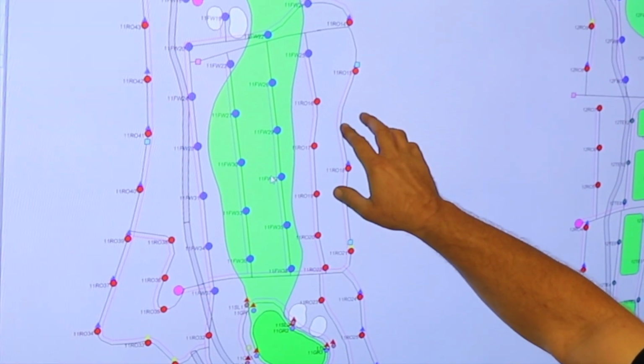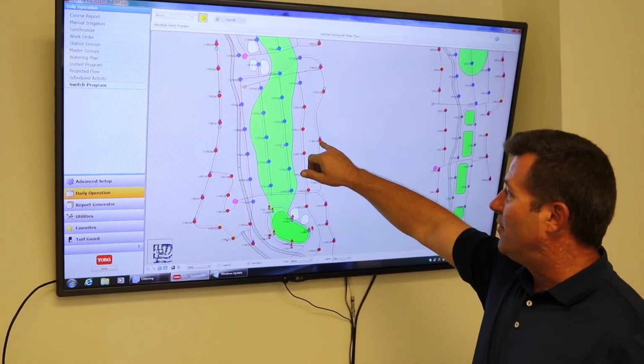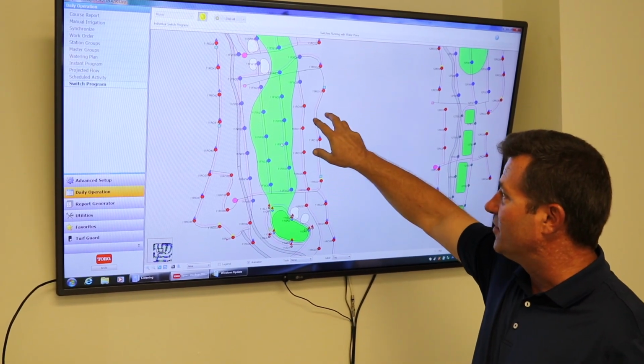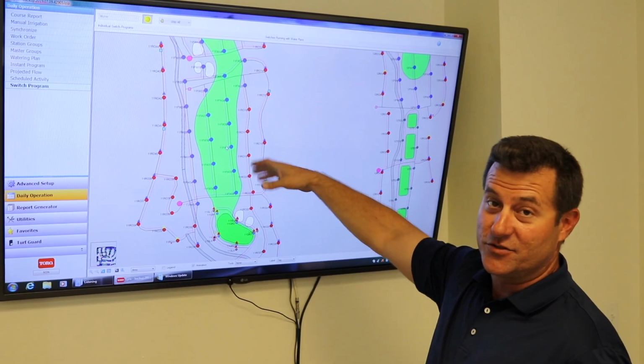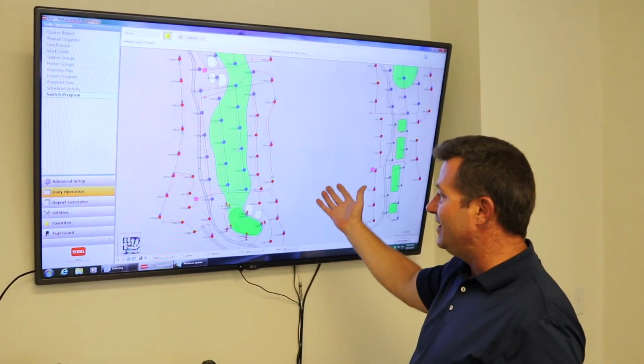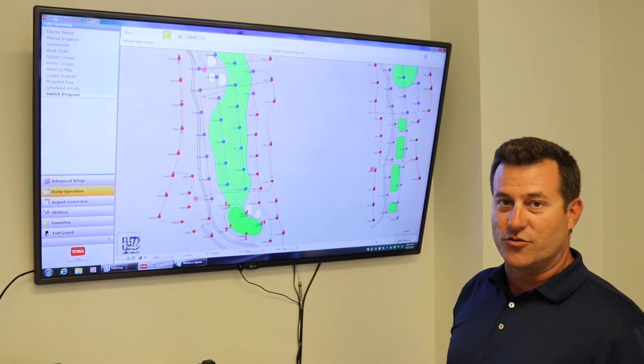So if I have a dry spot here, I can bump up the run times on these two heads to make that get a little more water. Or if I have a wet spot there, I can reduce the run times. Really, really neat system that just gives you a lot more control.